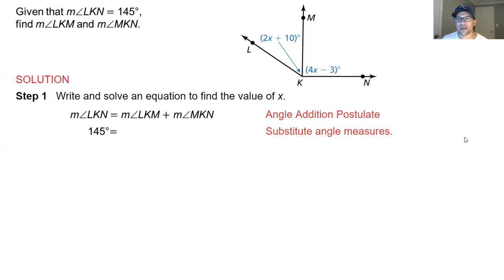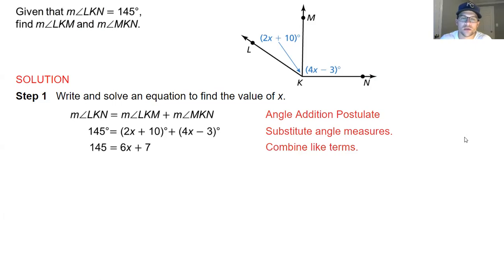You're going to plug in 2x plus 10 for LKM because that is the expression measuring your LKM. And then you're going to add that to 4x minus 3 for your MKN, which is the angle expression on the right. Okay, so then we need to solve for x. Combine like terms: 2x and your 4x are in common. Those get added to equal 6x. And then your positive 10 and your negative 3 combine to equal positive 7.